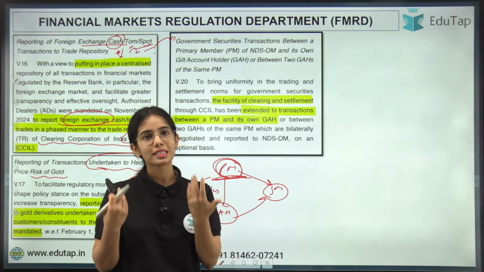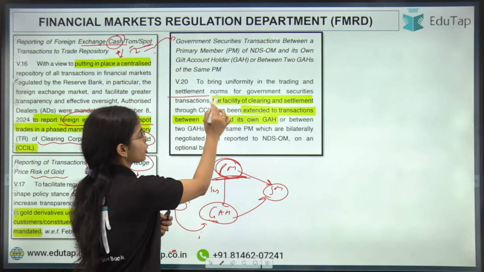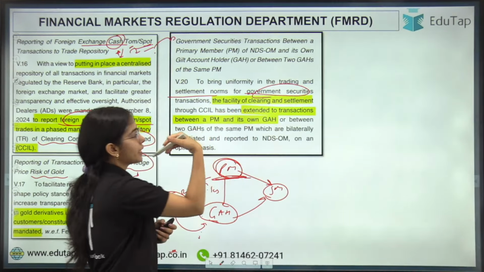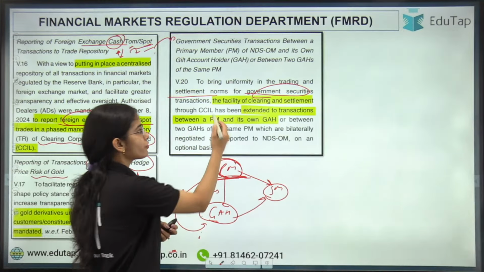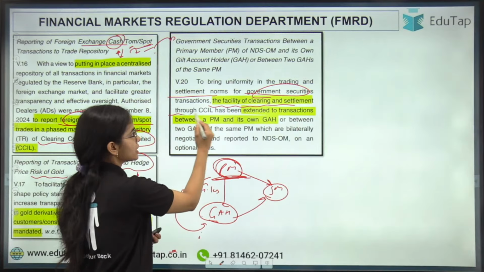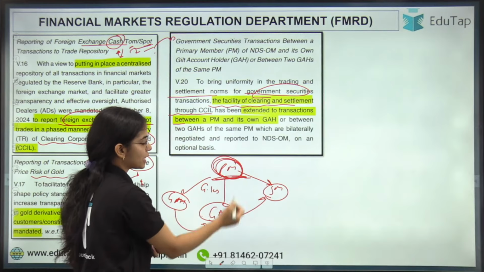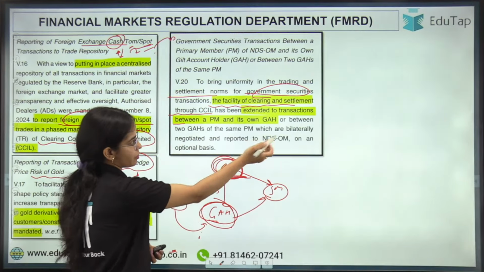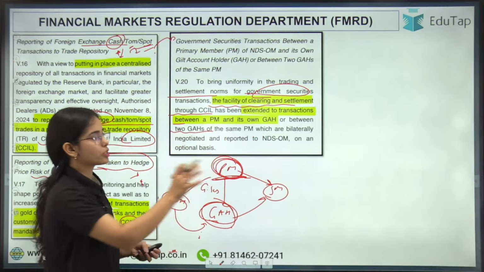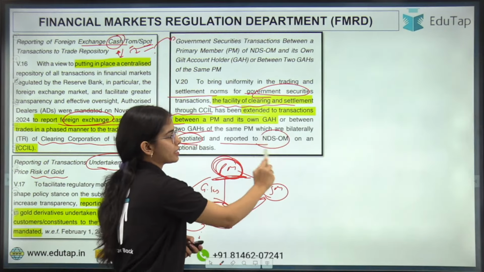So the Reserve Bank of India said to bring uniformity in the trading and settlement norms for government securities in the secondary market, through the NDS OM platform. So the facility of clearing and settlement through CCIL has been provided for transactions between the primary member and its own gilt account holders, and the gilt account holders of one primary member, or two gilt account holders of the same primary member, which are bilaterally negotiated and reported to the NDS OM platform.